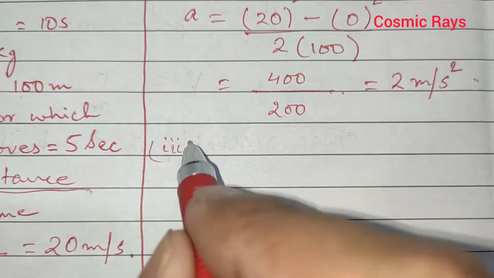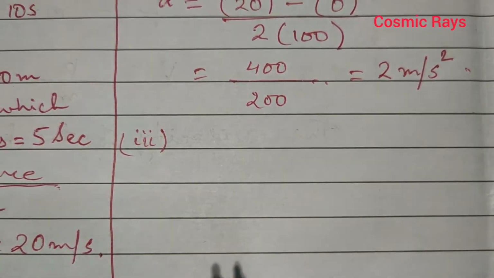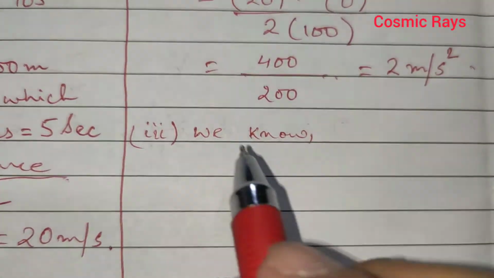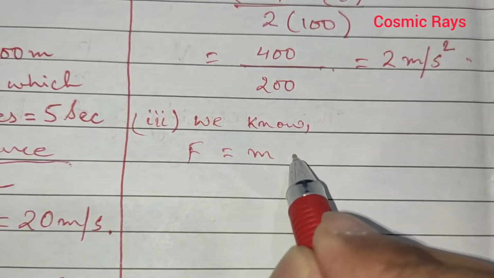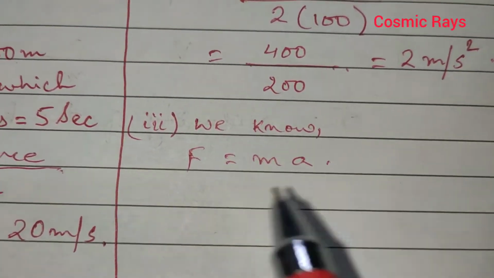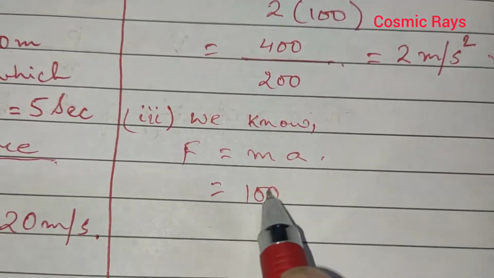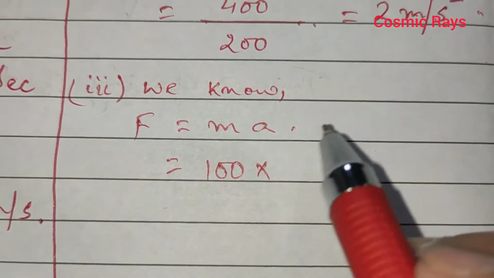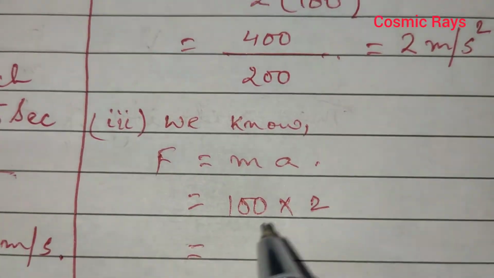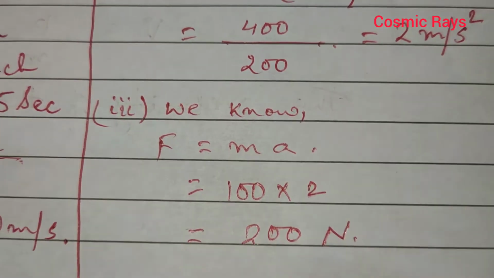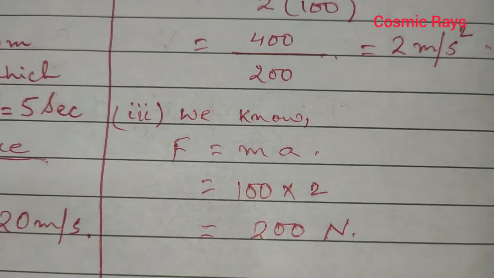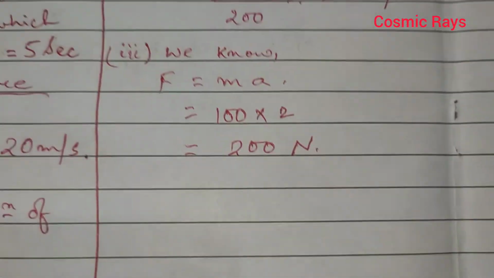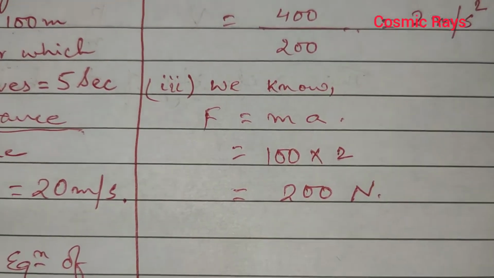And finally the third part of the question, which asks us to find the force. So from Newton's second law of motion we know that force is equal to mass into acceleration. So we just put the value of mass, that is 100 kg, multiplied by acceleration we have just calculated to be 2 meter per second square. So multiplied by 2, this gives us 200, and the unit of force is Newton. So you can just write that the magnitude of the force is nothing but 200 Newton.